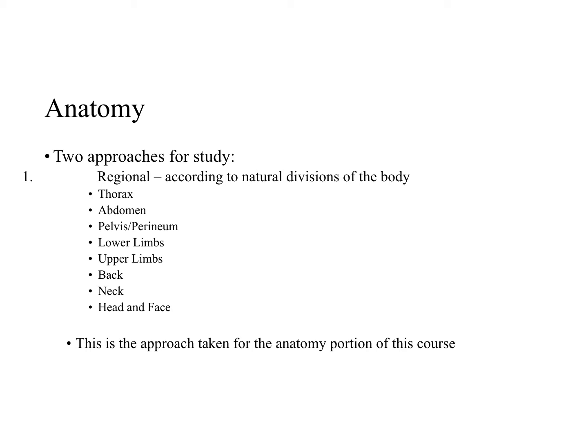One is the regional approach, and the other is the systemic approach. In this particular course, Gross Anatomy, we're going to be studying the regional approach, which is we divide the body into regions such as the thorax, the abdomen, and so on. And this is the order in which we're going to be doing it in the class. And study each region individually and all of the structures that are contained within.